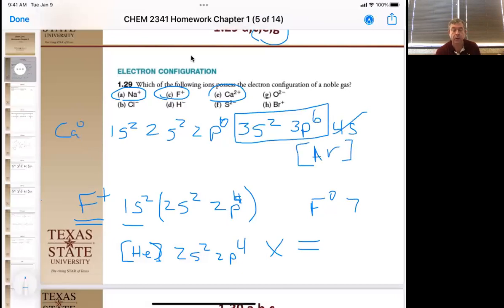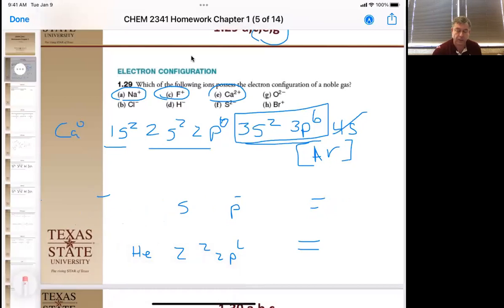Right here. So again, we're filling all the lower energy levels first, and then that last energy level, if it's full, then we have the configuration of a noble gas. If it's not full, then we don't have the configuration of a noble gas. All right, so let's do our last one here so that we can make sure that we have all of our ones done, and that would be letter G, which is oxygen -2.